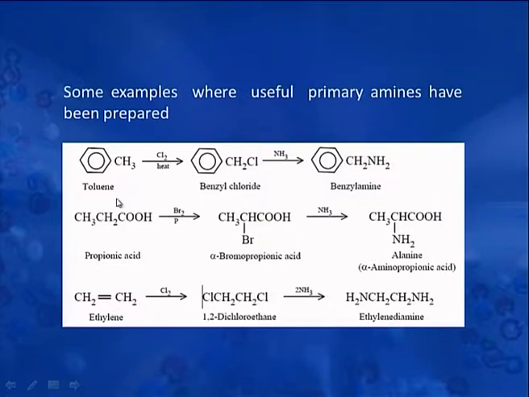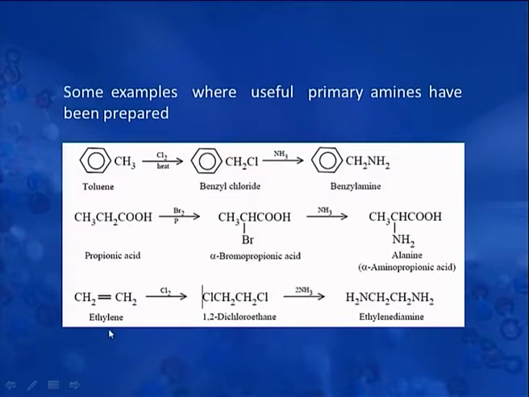These are certain examples where we are using ammonolysis of alkyl halide. This is toluene. This upon treatment with chlorine forms benzyl chloride, and benzyl chloride upon ammonolysis forms benzyl amine. This is propanoic acid. Upon bromination it forms alpha bromopropanoic acid, and this upon ammonolysis forms an alpha amino acid.